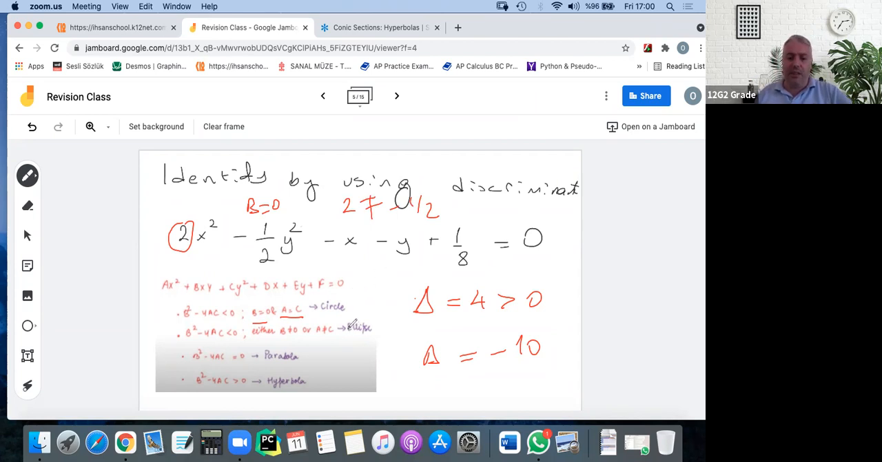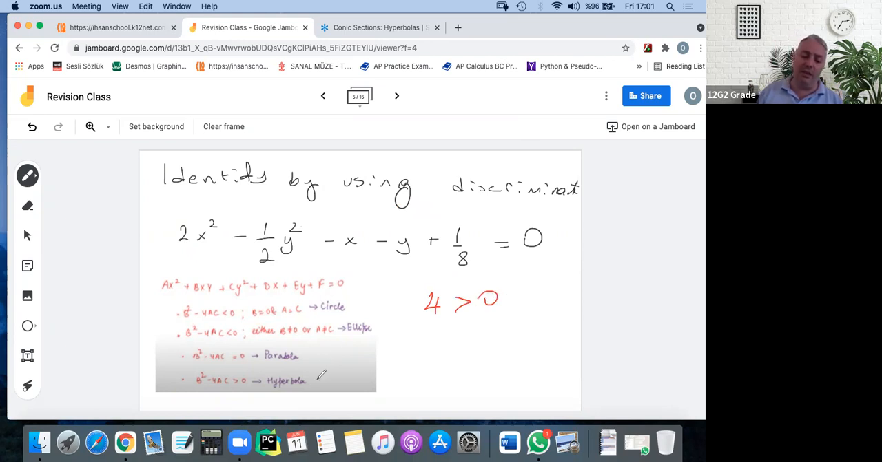Is this an ellipse? I will say that B must be different than 0. Is B different than 0? No, B is 0. So this is not satisfied. So A must be different than C. Yes, A is different than C. 2 is different than -1/2. So this is an ellipse. But when? If delta is less than 0, like -10, this is satisfied, I can say that this is an ellipse. But in my question, since delta is +4, which is greater than 0, the answer is directly, no doubt, hyperbola. If you have 0, it is directly a parabola.